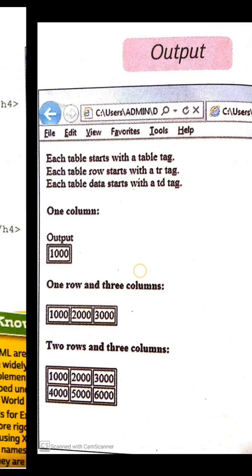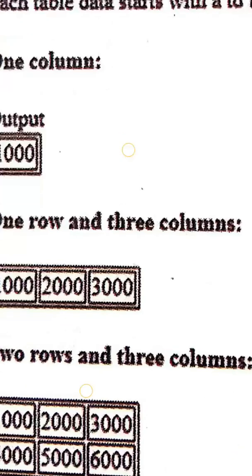So see how the output will show you. You have written 3 columns. See, this is the output. For 3 columns, TR you have written, and for 1000, 2000, 3000, what have you written? TD 1000, TD close, TD 2000, TD close, TD 3000, TD close. This is how 3 columns have been done in one row.